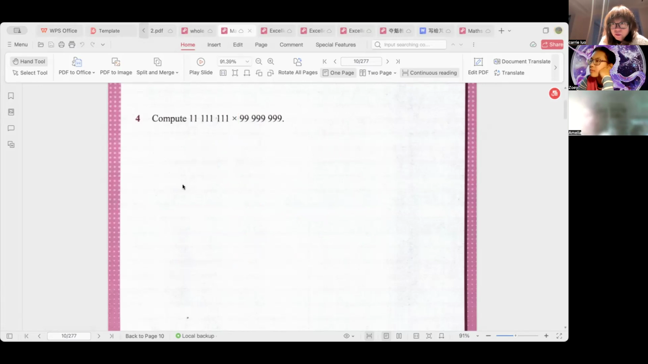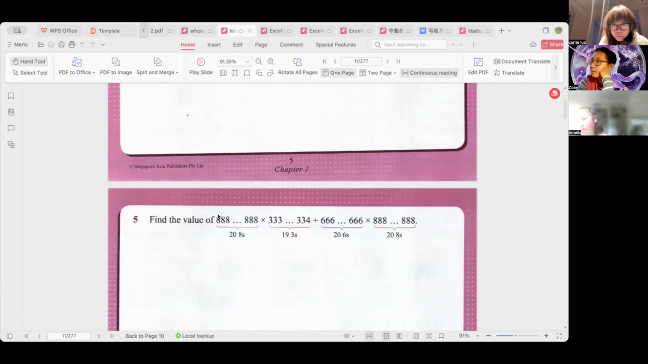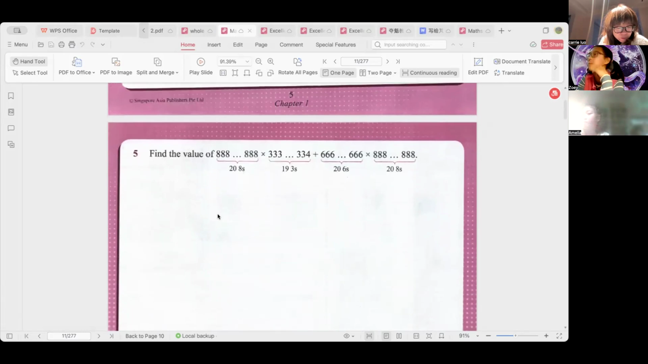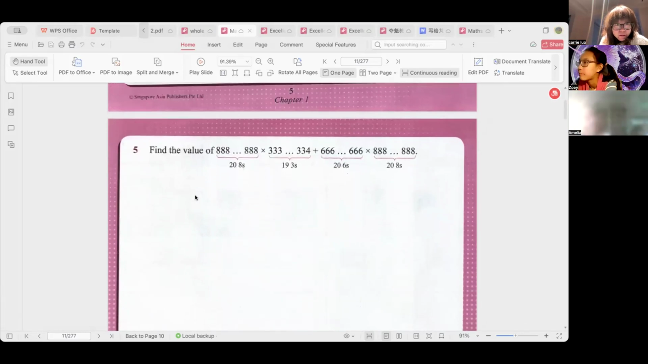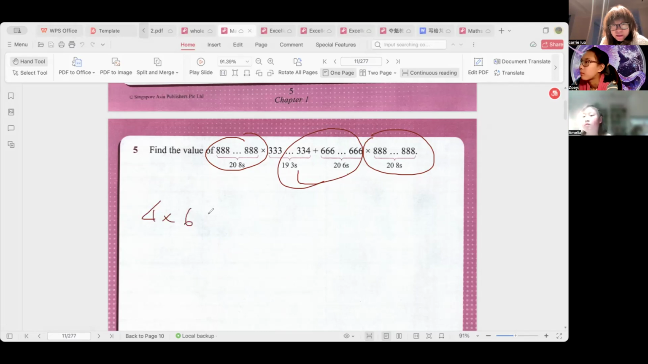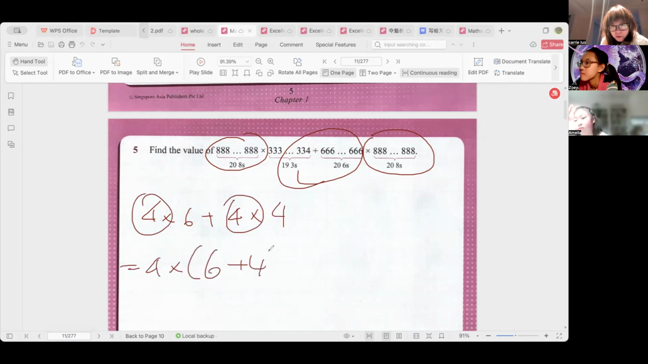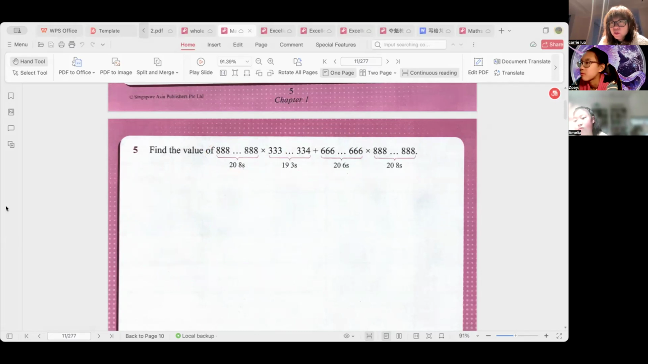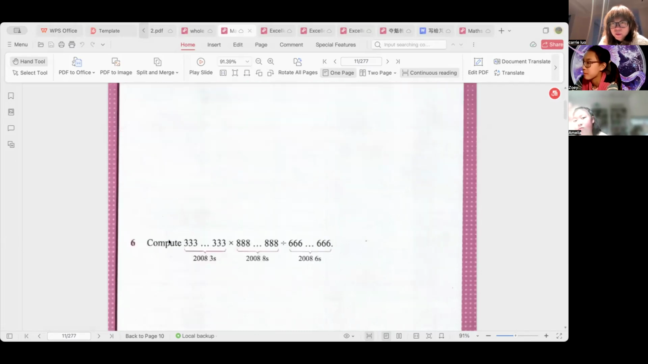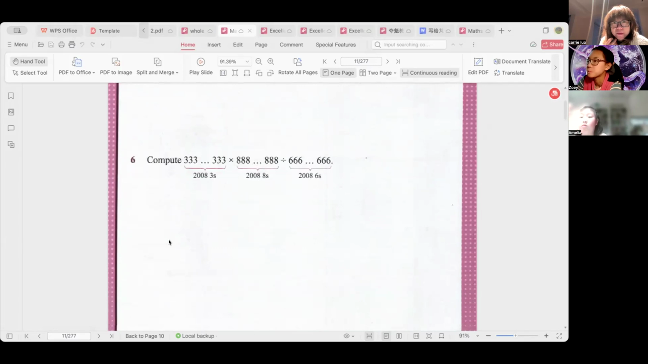Okay, so let's take a look at the next one. Amelia and Zoe, are you still with me? Okay, so next one, I think number 5 should be no problem, right? Because this part and this part are the same, right? We just add these two. It's the same as 4 times 6 plus 4 times 4. So 4 times 4 is the same. So it's 4 times 6 plus 4. Right? This one we learned a long time ago, right? This part. Okay, so we compute this one. That's the same thing.